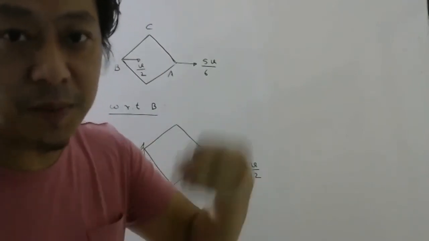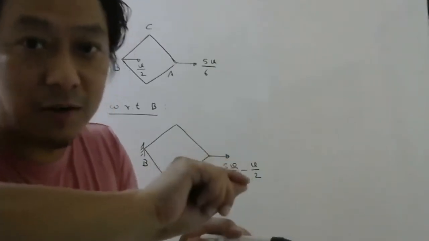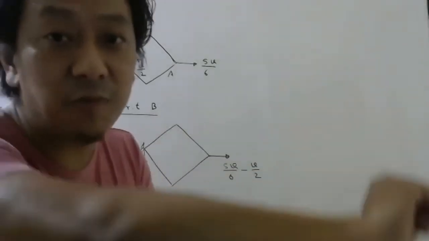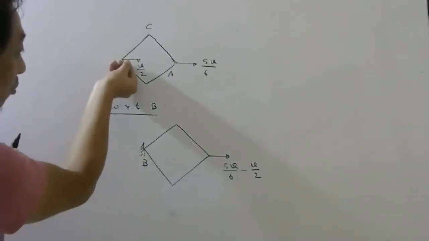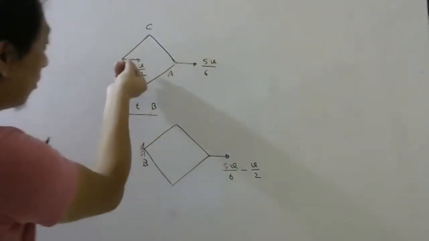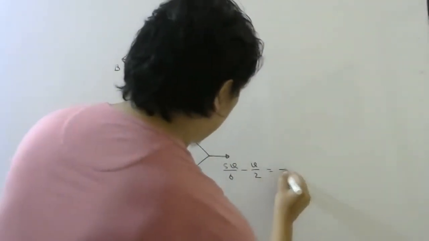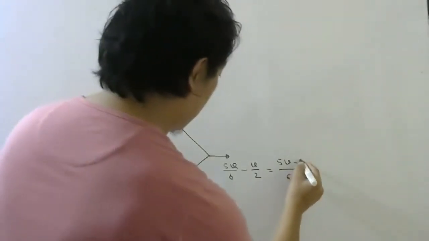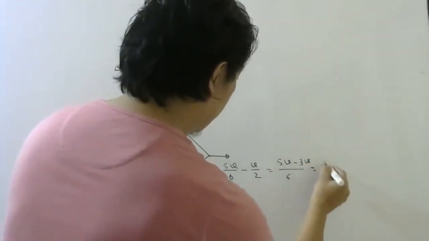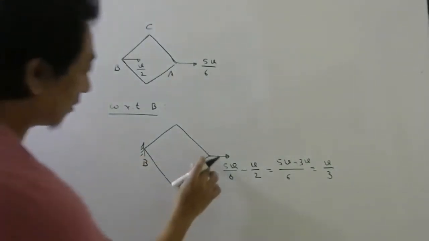Velocity of A with respect to B means what? VA minus VB. So you have to do ulta to velocity of B and add with velocity of A. So with respect to B, if I do, I have to do ulta to this and add. When I do ulta, it will become opposite, so you have to subtract. So that will be 5v minus 2, 3s are 6, v by 3. So that is the velocity of this point.